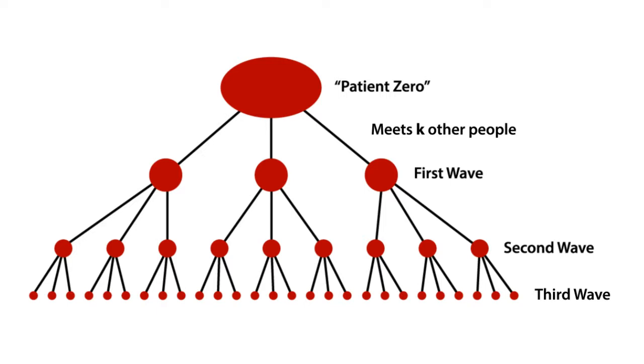So maybe, for example, patient 0 meets these 3 people, and the coin comes up heads on the first 2 and tails on the third one. So the third one gets off scot-free. They came in contact with this sick person, but they didn't get sick. The first 2 now, however, are sick. They now are contagious. They go out and meet k new people each, and maybe the first one infects 1 new person, the second one infects 2 new people. So in the second wave, we now have 3 sick people.